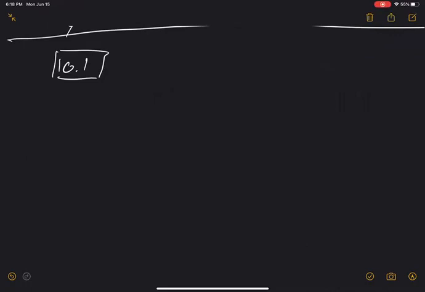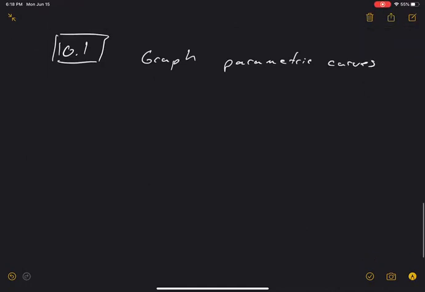For 10-1, let's see, what is 10-1? We need to be able to graph parametric curves. We need to be able to eliminate the parameter to write as a Cartesian equation.